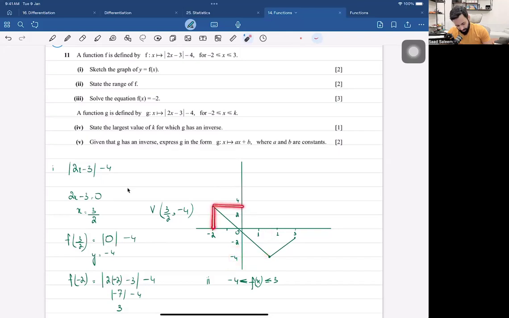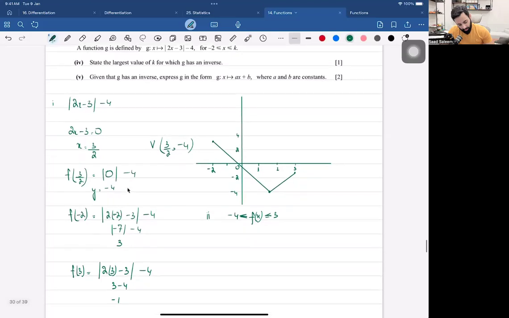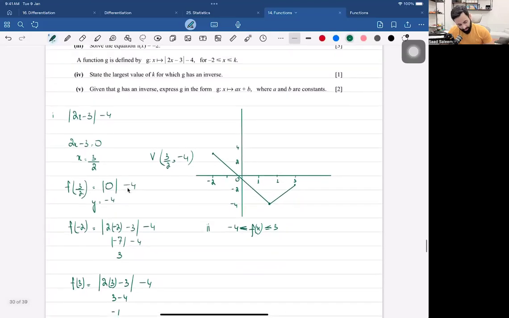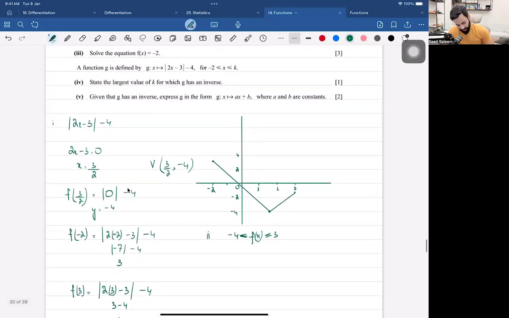Because minus 2 is part of the domain, that means 3 will also be part of the range because there's an equals to sign. So that's that. Then part 3, solve the equation f of x equals to minus 2.